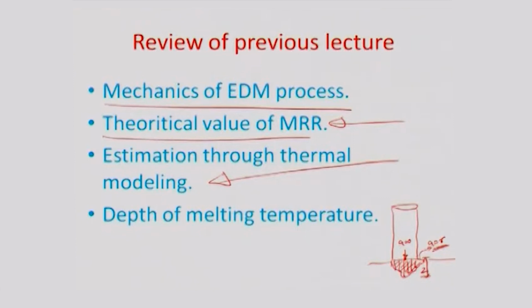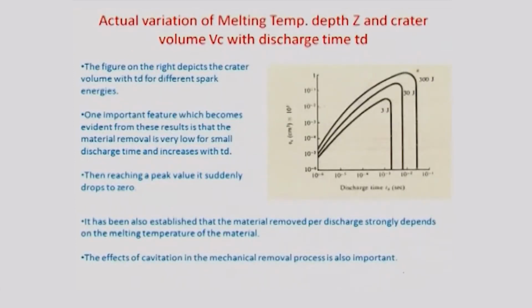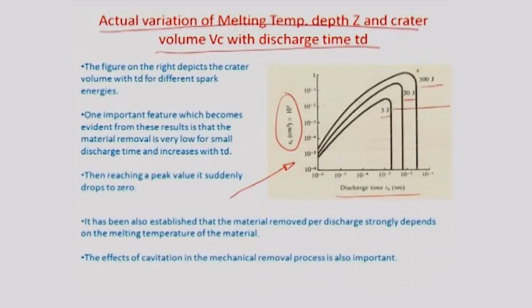So today we will look a little further into the various modalities associated with how the melting temperature depth varies with respect to the crater volume and also the discharge time. This graph illustrates how the volume of the crater varies with respect to discharge time. It is very obvious that as the total amount of pulse power, the spark power, is increased about 100 fold, there is a gradual increase in the crater volume Vc. So crater volume is more if the energy pumped is more, which is intuitively understandable.